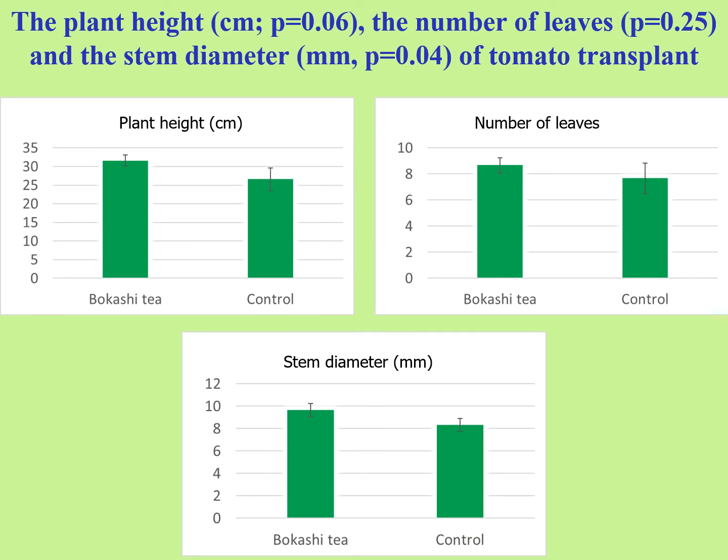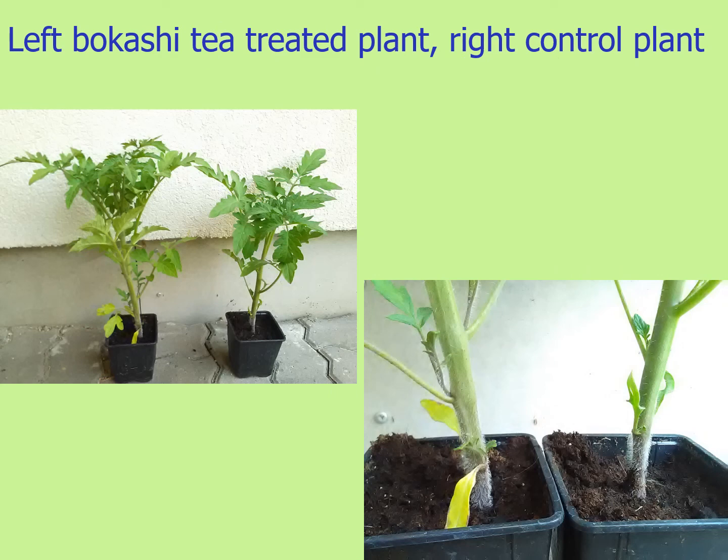Plant height, the number of leaves and the stem diameter of tomato transplant. You can see here that plant height was higher in Bokashi tea treatment. The number of leaves was not statistically different, and the stem diameter was increased in Bokashi tea treatment. You can see the plants here. Left hand side Bokashi tea treated plant and right hand side control plant, and stem diameter here.